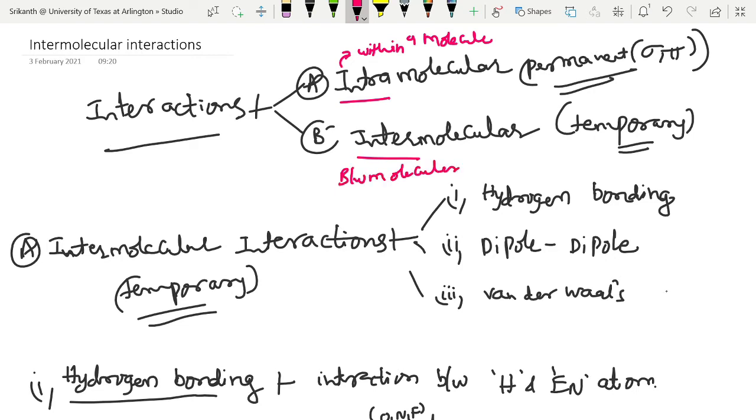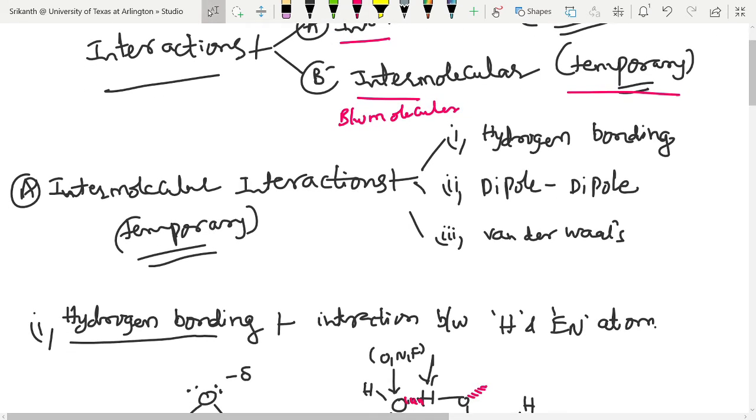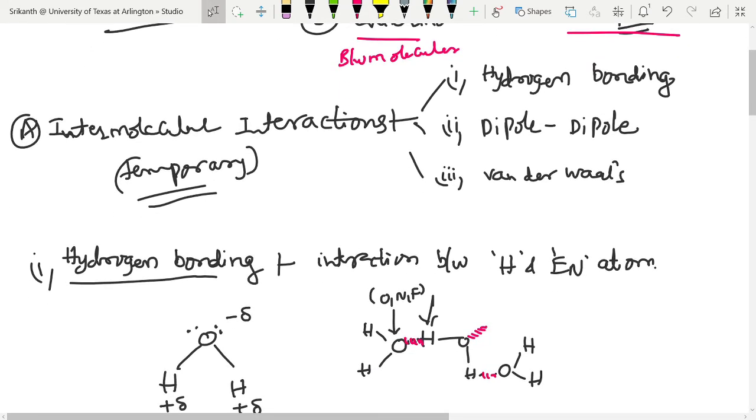And today we are going to discuss the different kinds of intermolecular interactions that exist between molecules, and these are temporary interactions, not permanent interactions. And coming back to the intramolecular interactions, these can actually be permanent, like the sigma bond, pi bond and coordinate bond, but we will discuss those in the coming classes. Let's get started with the intermolecular interactions, which are temporary.